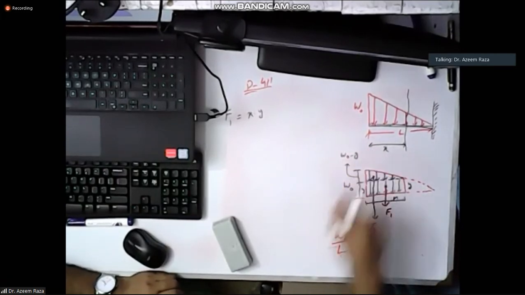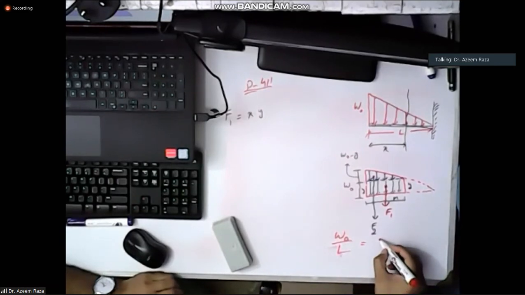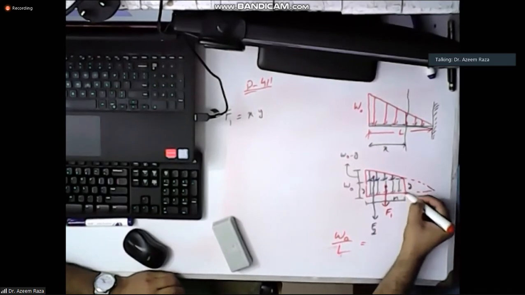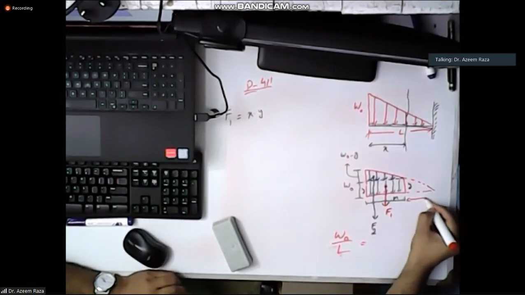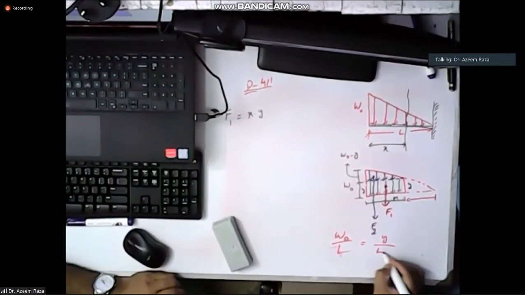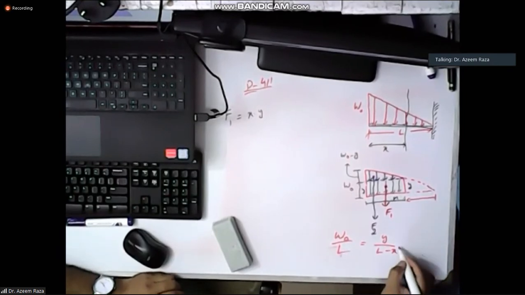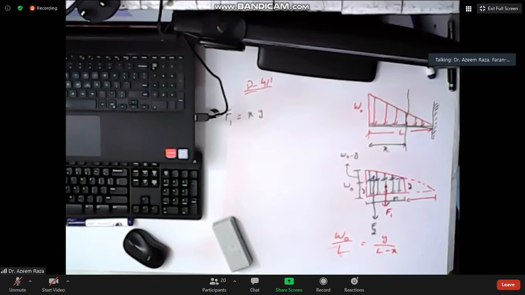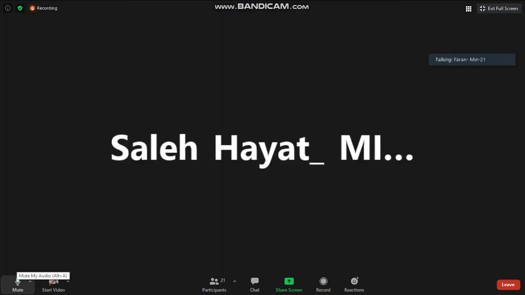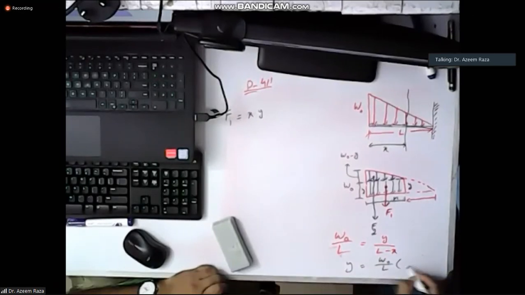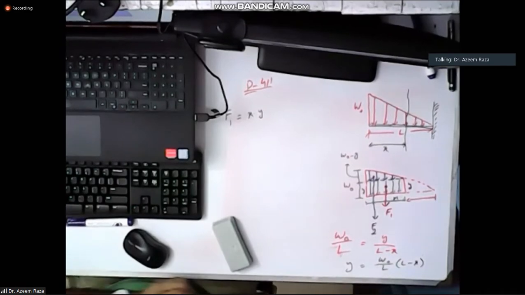So this side is how much? W0 minus Y, or let me write it. This ratio divided by, let me write this one, Y over L minus X. Is that right? Everybody gets that? Yeah, that's good. So Y is equal to W naught over L times L minus X.